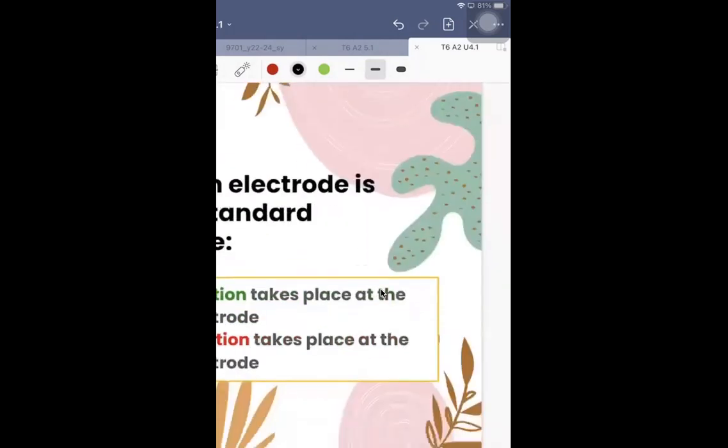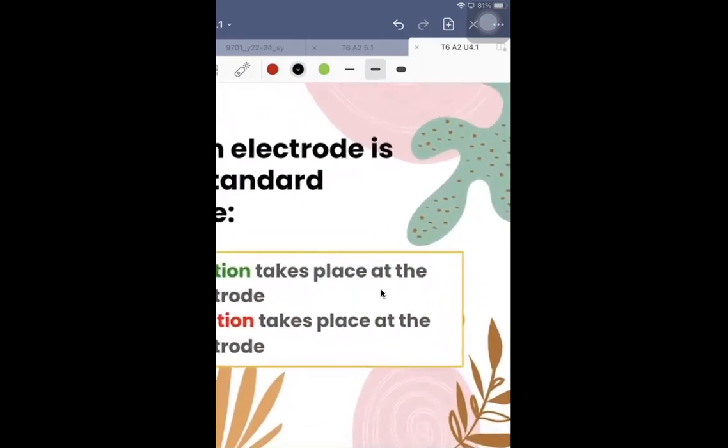Okay, so lastly, just before we go, I would just like to summarize. If E naught is positive or most positive, then reduction takes place at that electrode, and this is usually the positive terminal. If E naught is negative, or even if it's not negative but the most negative relative to the other half cell, then oxidation takes place at this electrode, and this electrode is called the negative electrode. We do not use the words cathode and anode, otherwise you will get confused.